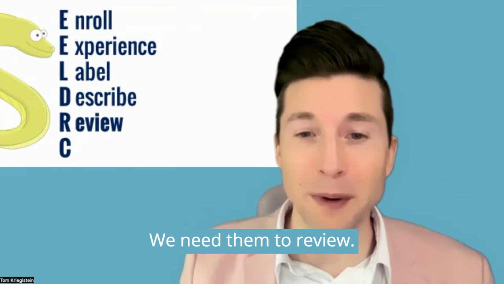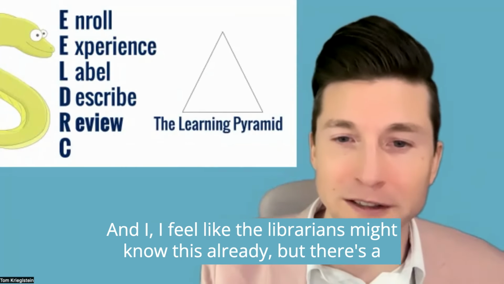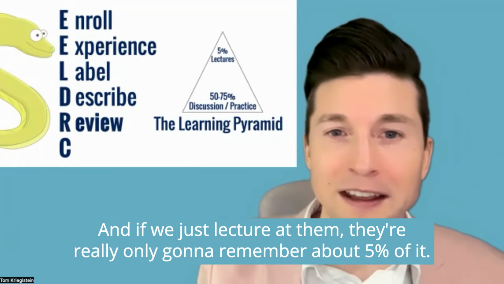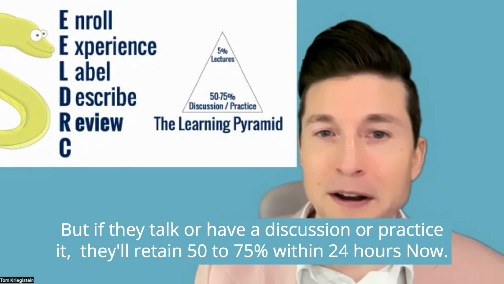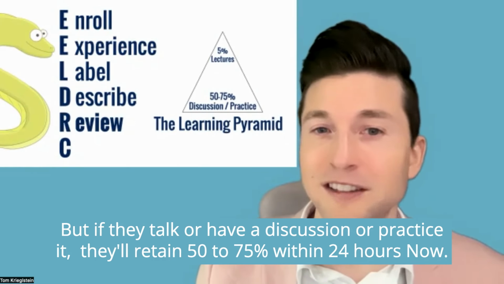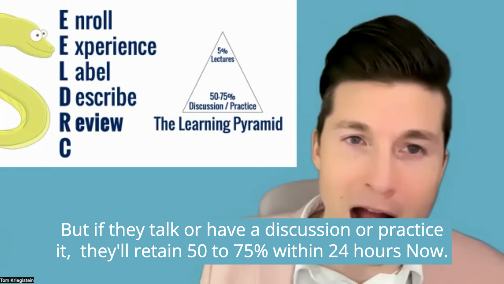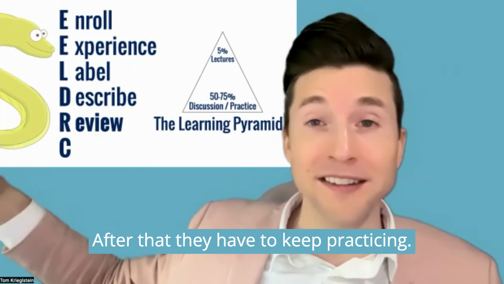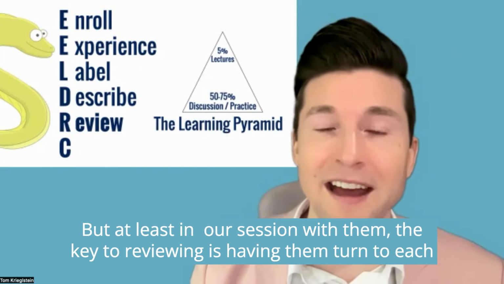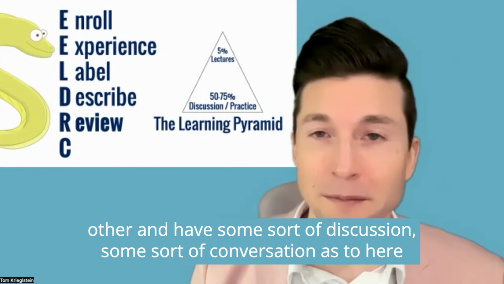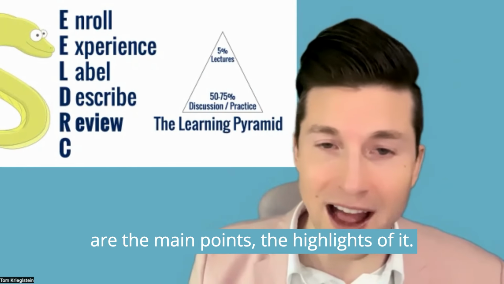We need them to review. But here's the key for reviewing. And I feel like the librarians might know this already, but there's a thing called the learning pyramid. If we just lecture at them, they're really only going to remember about 5% of it. But if they talk or have a discussion or practice it, they'll retain 50 to 75% within 24 hours. Now, after that, they have to keep practicing. But at least in our session with them, the key to reviewing is having them turn to each other and have some sort of discussion, some sort of conversation as to here are the main points, the highlights of it.